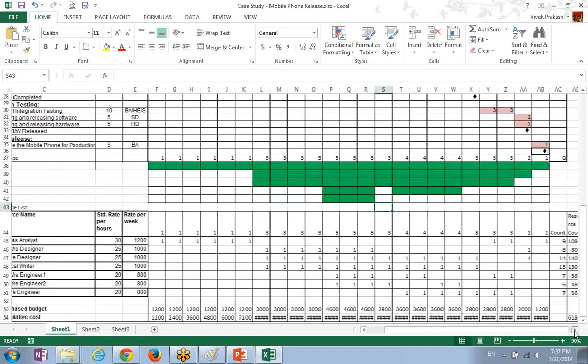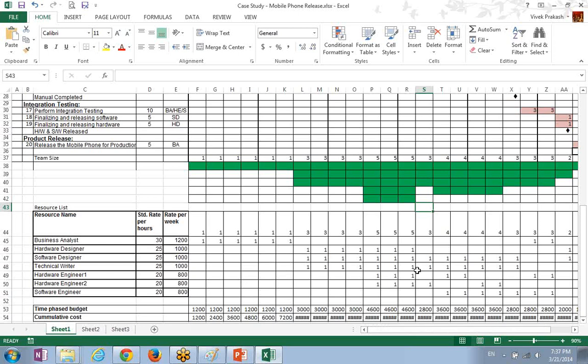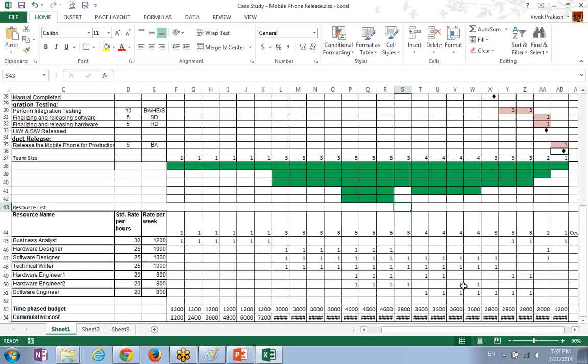Now I have created this budget. So what I have done here, I have put the resource name, their per hour cost, and per week cost calculated based on that. And then based on the above schedule, I have put the resources here. So business analyst, when to when. So from this place to this place he is working. Then he comes again here, works here, and works here.